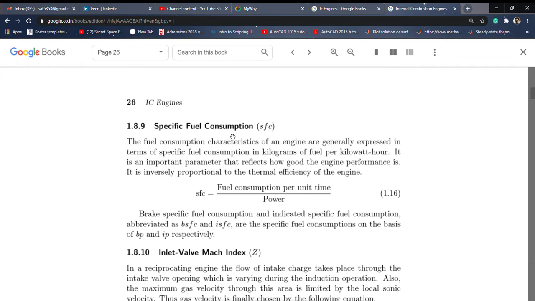Next is your specific fuel consumption. As the name says, it is specific fuel consumption. The specific fuel consumption of an engine is expressed in kilograms of fuel per kilowatt hour. It is an important parameter that reflects how good the engine performance is. It is inversely proportional to the thermal efficiency of the engine.